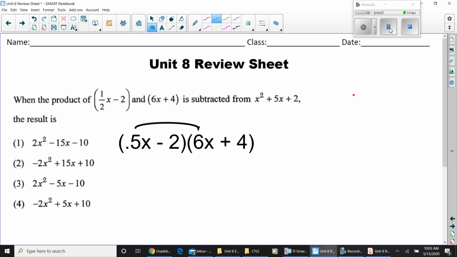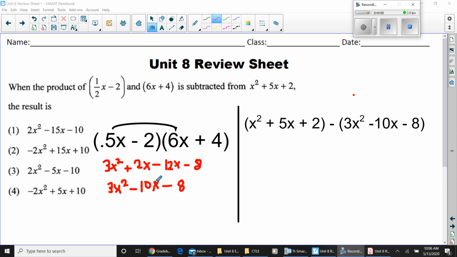Press pause now. So what I did was I just multiplied here. I have 3x squared minus 10x minus 8, and then I see that this must be subtracted from this. So I put this first, and then this is being subtracted from it. So remember, it's important for subtraction problems to be in parentheses, but for the first set, it really doesn't matter because you're just bringing down the terms, right?